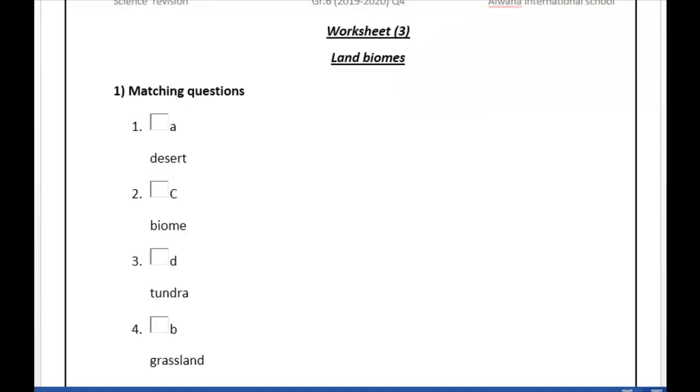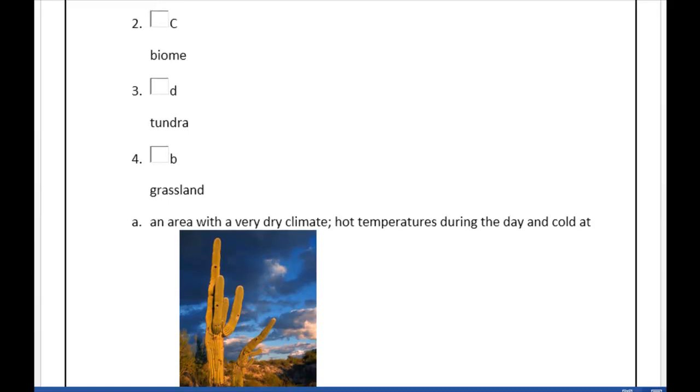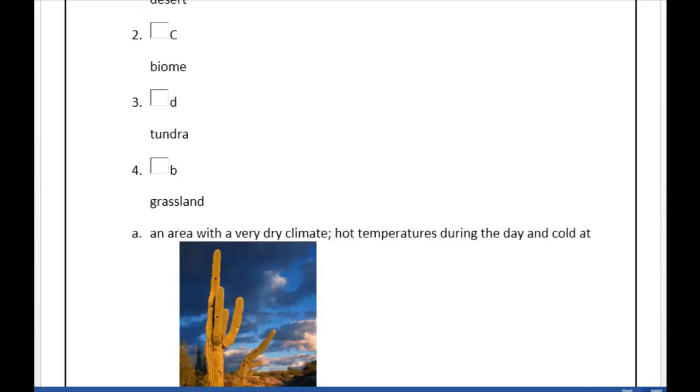Worksheet 3, land biomes. Number 1, he wants you to make a matching from this word: desert, biome, tundra, and grassland. Number A, an area with a very dry climate, hot temperature during the day and cold at night. This is a desert. Excellent.